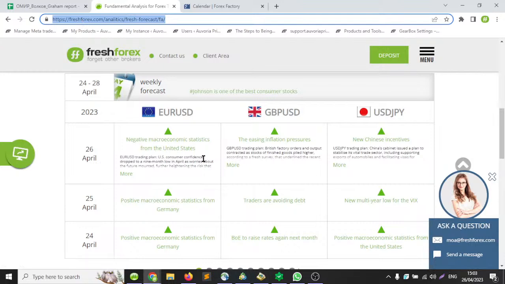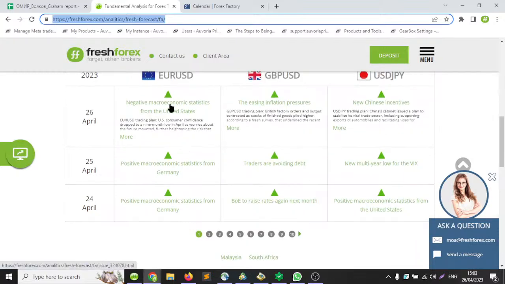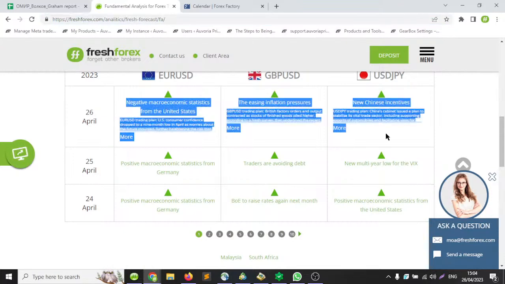So you can see, if you're looking at the charts today, you could have seen that there is negative macro statistics from the United States. There is easing inflation pressure, and then there are Chinese incentives. So you could have seen this and known that there is news which is affecting the currency pair which I'm trading. So you align your strategies with what you see written here.